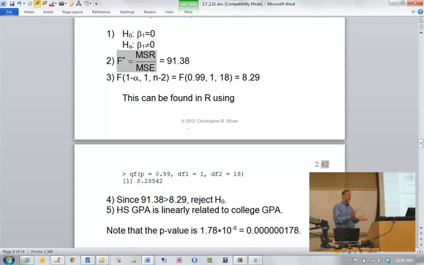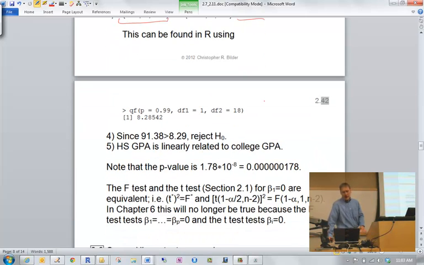Step 3, state a critical value. Last time we talked about this is the 1 minus alpha quantile from an F distribution. And in this case, I'm looking for the 0.99 quantile. Degrees of freedom for the numerator is 1. Degrees of freedom for the denominator is n minus 2, or 18 in this case. And you get 8.29. You can find that easily in R using the QF function, the quantile function for the F distribution.